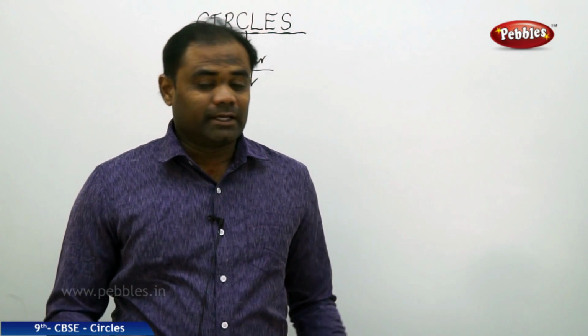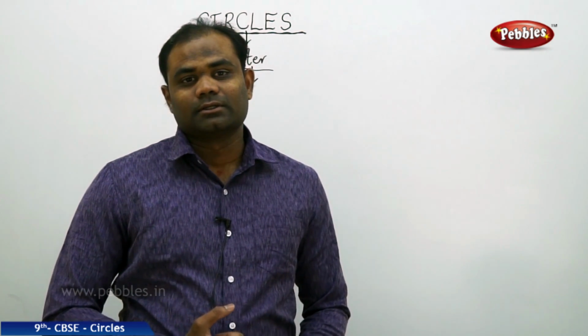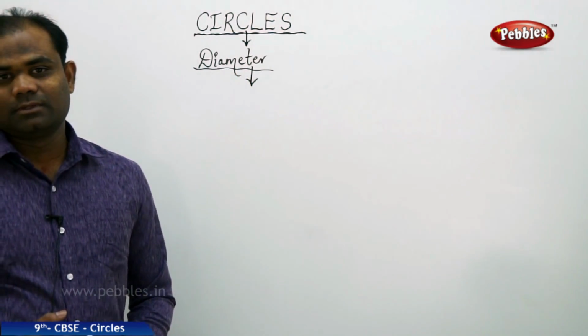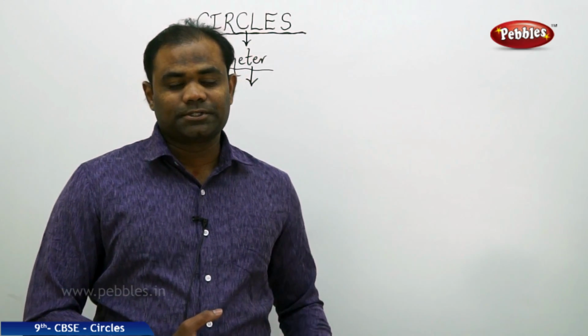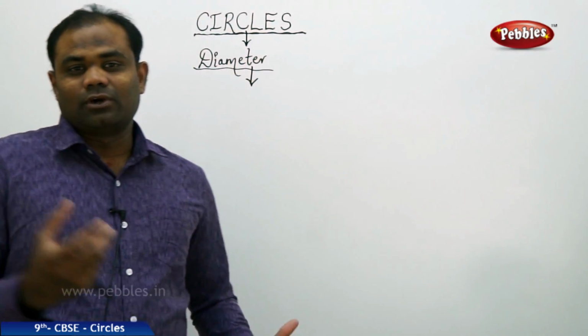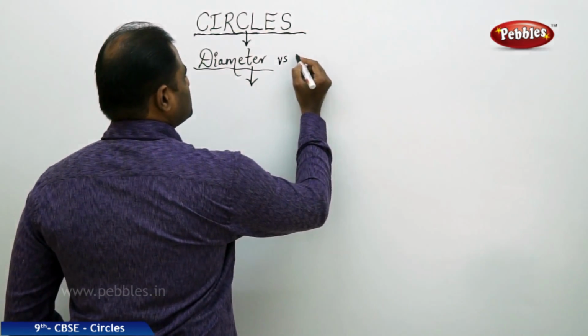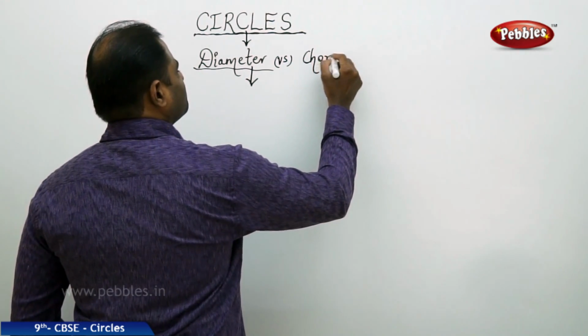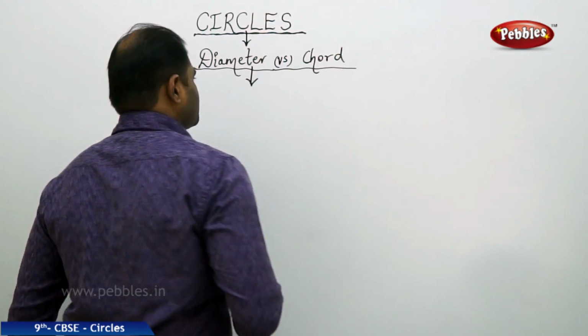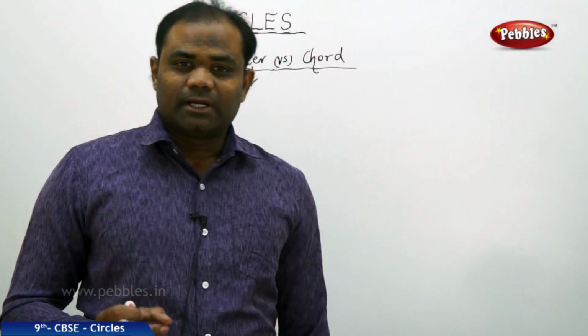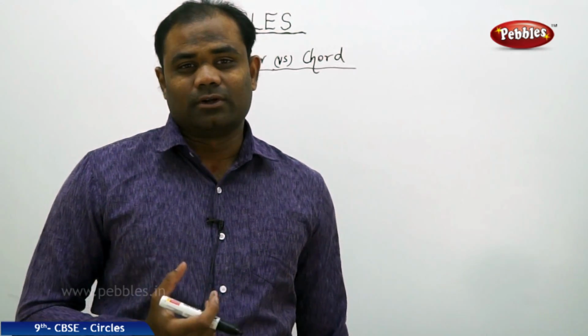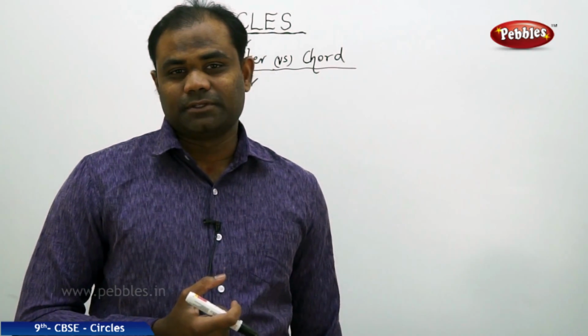Now that we have defined a diameter connected with the circle, now comes the concept of how we connect a diameter with the chord. How do we understand diameter through the chord definition as we have taken in the previous session? So this session is about connecting diameter with the chord of the circle. Diameter versus chord. In order that we understand diameter in terms of the chord, let's revisit the chord definition.